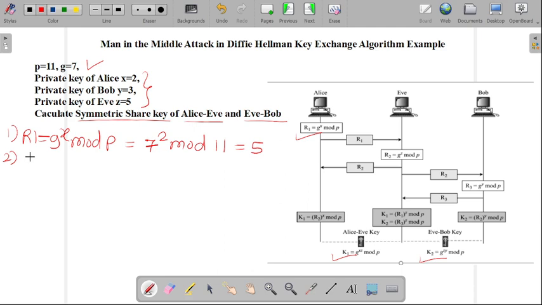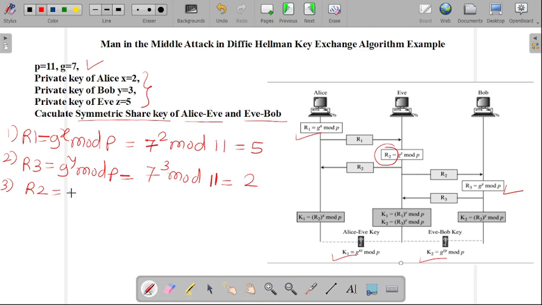In the second step, we calculate the value of R3, which is G raised to Y mod P, and this value will be calculated by Bob. So 7 raised to 3 mod 11, we got the value 2. In the third step, we calculate the value of R2 on Eve's side, which is G raised to Z mod P, equal to 7 raised to 5 mod 11, and the value is equal to 10. So now we have calculated the value of R1, R3 and R2.